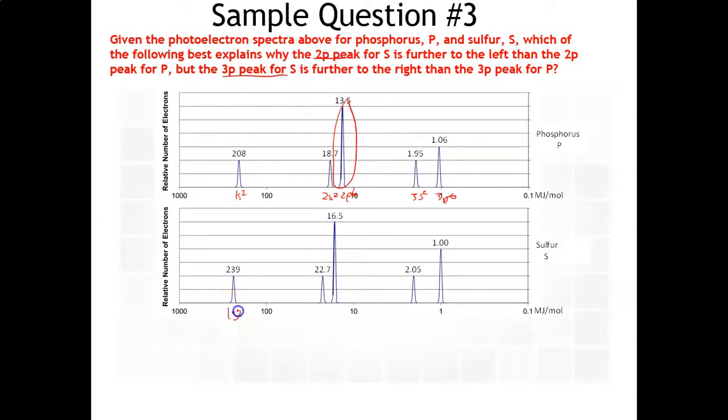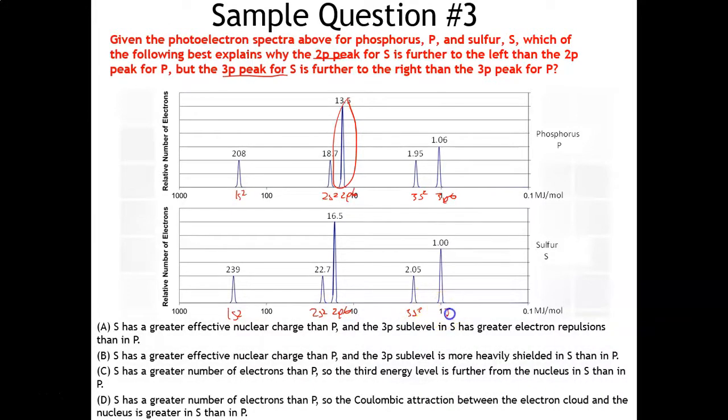Same thing here, 1s2, 2s2, 2p6, 3s2, 3p6. Okay, so let's fix on these. So you notice this one, is this one further? Well, they're telling you to explain why the 2p peak of sulfur is further to the left. So sulfur is further to the left. You could actually see it if you line them up, because they lined it up perfectly. So this is further to the left.